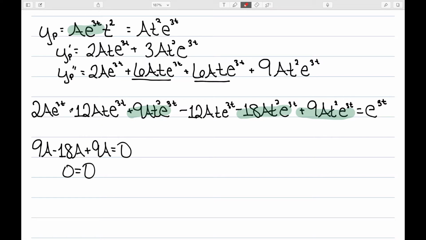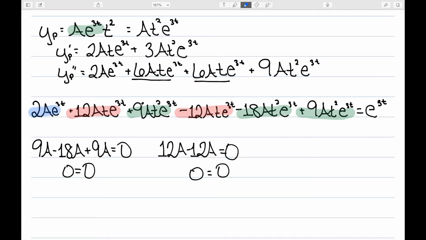Next, we'll look at terms involving a t. Here's a 12 and a minus 12. So that gave me 12a minus 12a. There's no t terms on the right-hand side, so this should be equal to 0. Once again, we get 0 equal to 0.